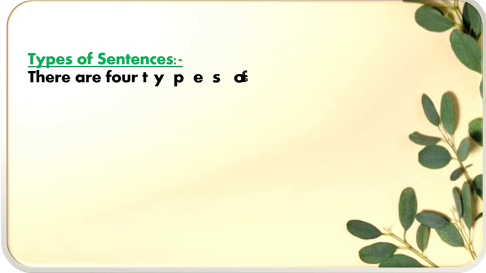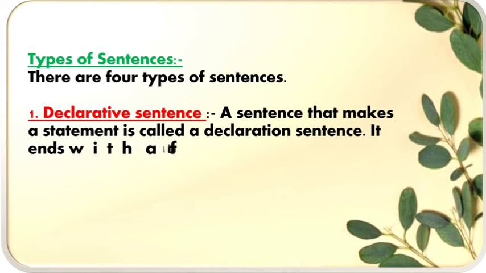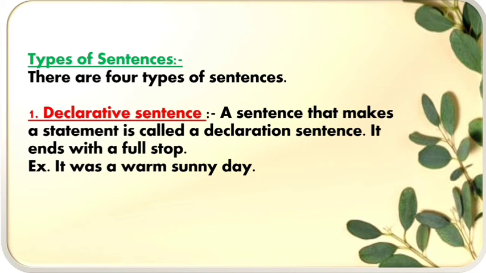Now, types of sentences. How many types are there of sentences in English grammar? There are 4 types of sentences. The first one is declarative sentence. A sentence that makes a statement is called a declarative sentence. It ends with a full stop. For example, it was a warm sunny day.